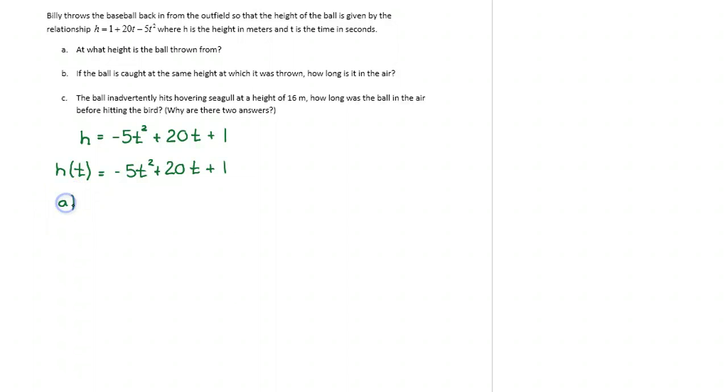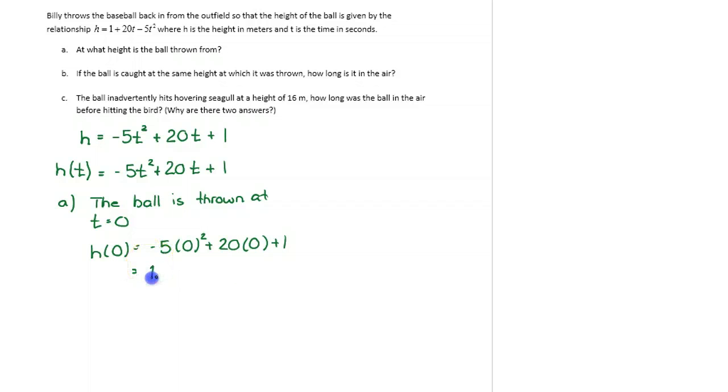Part A says, at what height is the ball thrown from? Well, the ball is thrown at t = 0, right at 0 seconds. So we evaluate h at 0, which is -5 times 0 squared plus 20 times 0 plus 1. We end up with 1. So therefore, the ball is thrown at 1 meter.